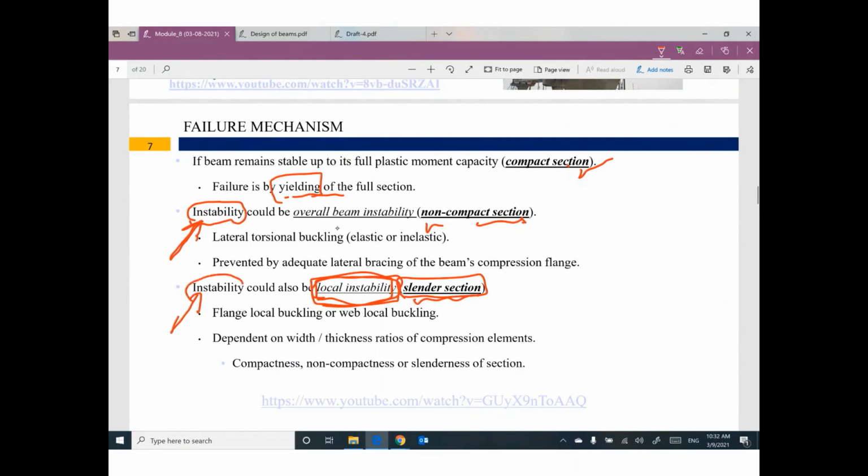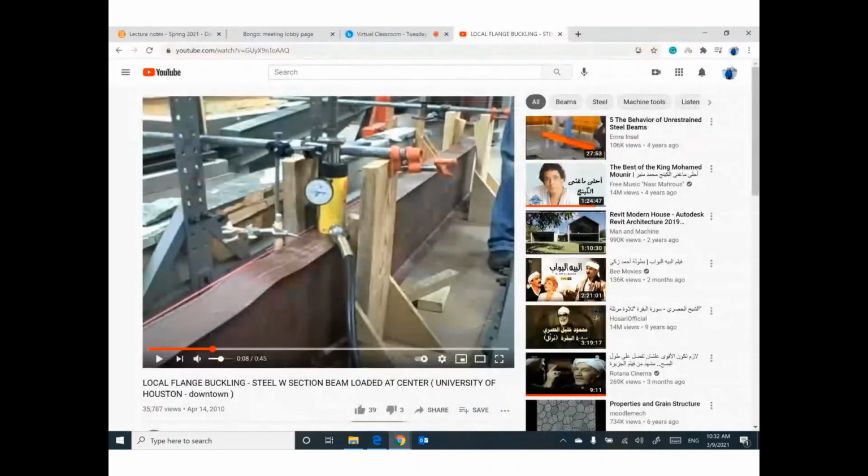What is the difference between this instability and this instability? The first one is instability of the whole beam. The whole beam is unstable if you have a non-compact section. But if you have a slender section, the instability will be in one single small part of the beam, which is called local instability, like in this video. This one is local instability. We don't like this because the whole beam is still good. Only this part has failed. We don't like this.